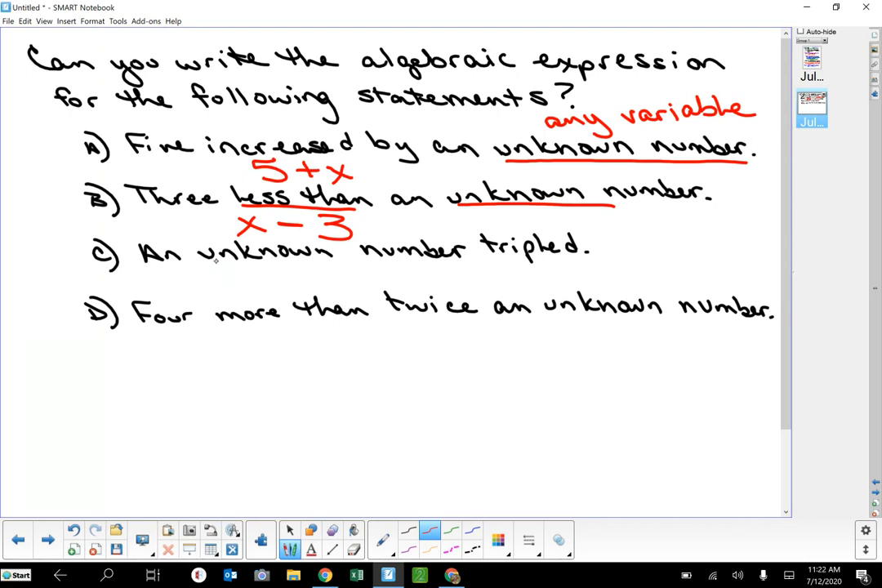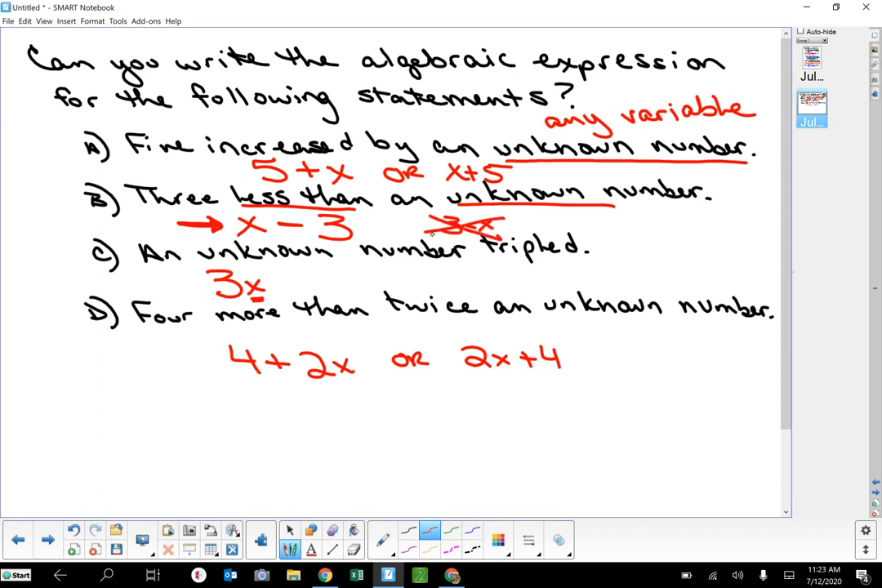An unknown number tripled. Tripled means 3 times something. So this would be 3X. All right, and then this guy is 4 more than twice an unknown number, which is 2X. So this could be 2X plus 4, right? The top one could be X plus 5 instead of 5 plus X. This B can only be X minus 3. So if you had 3 minus X, that would not be correct. You need to make sure that that's in the right order.